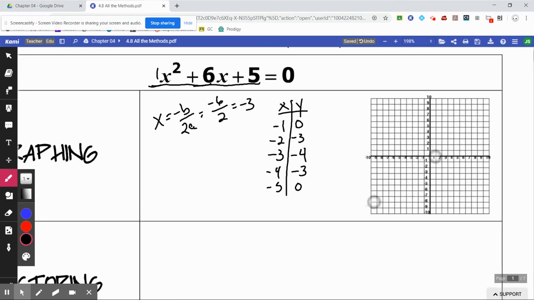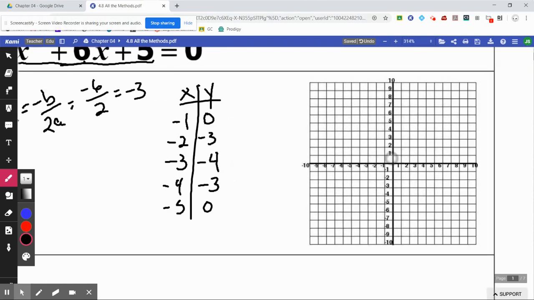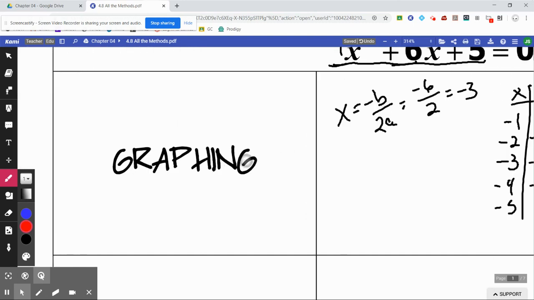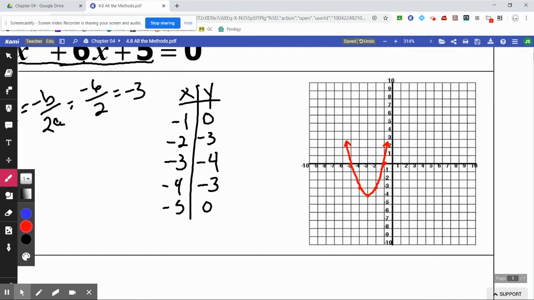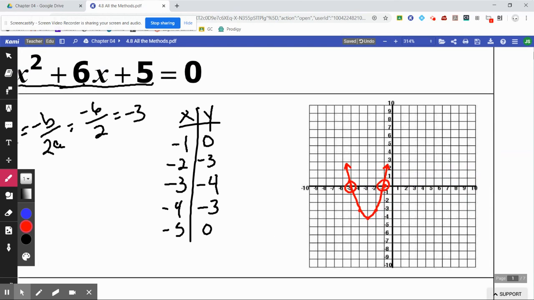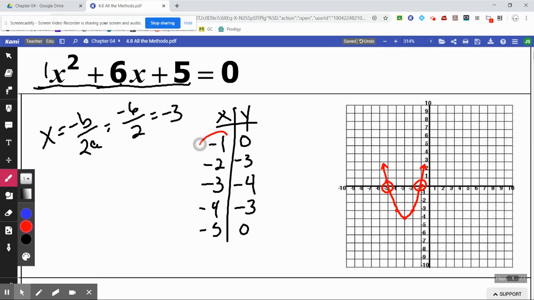Now let's plot those points. Let's zoom in, put those points on our graph, and connect our dots. So to find where this is equal to 0, that's going to be here, and here. So those are going to be the roots of your function. The solution will be negative 1 and negative 5.